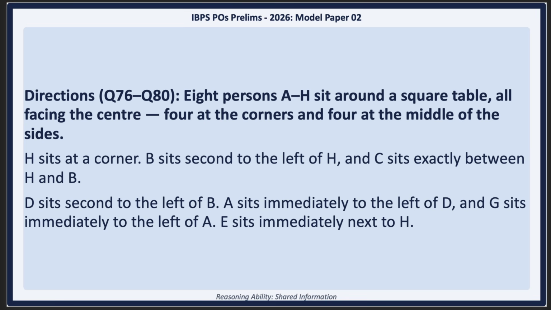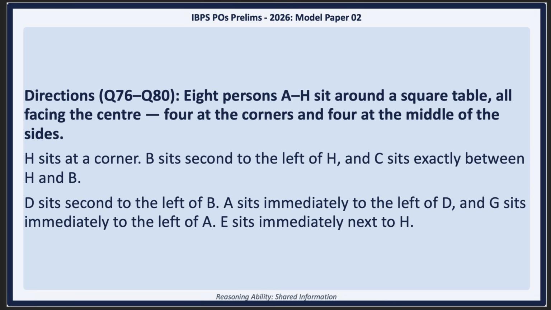The square seating arrangement. We're looking at 8 people, A through H, sitting around a square table, and they are all facing the center. 4 are at the corners, and 4 are in the middle of the sides. Right. Now, wait, I have to push back here for just a second.